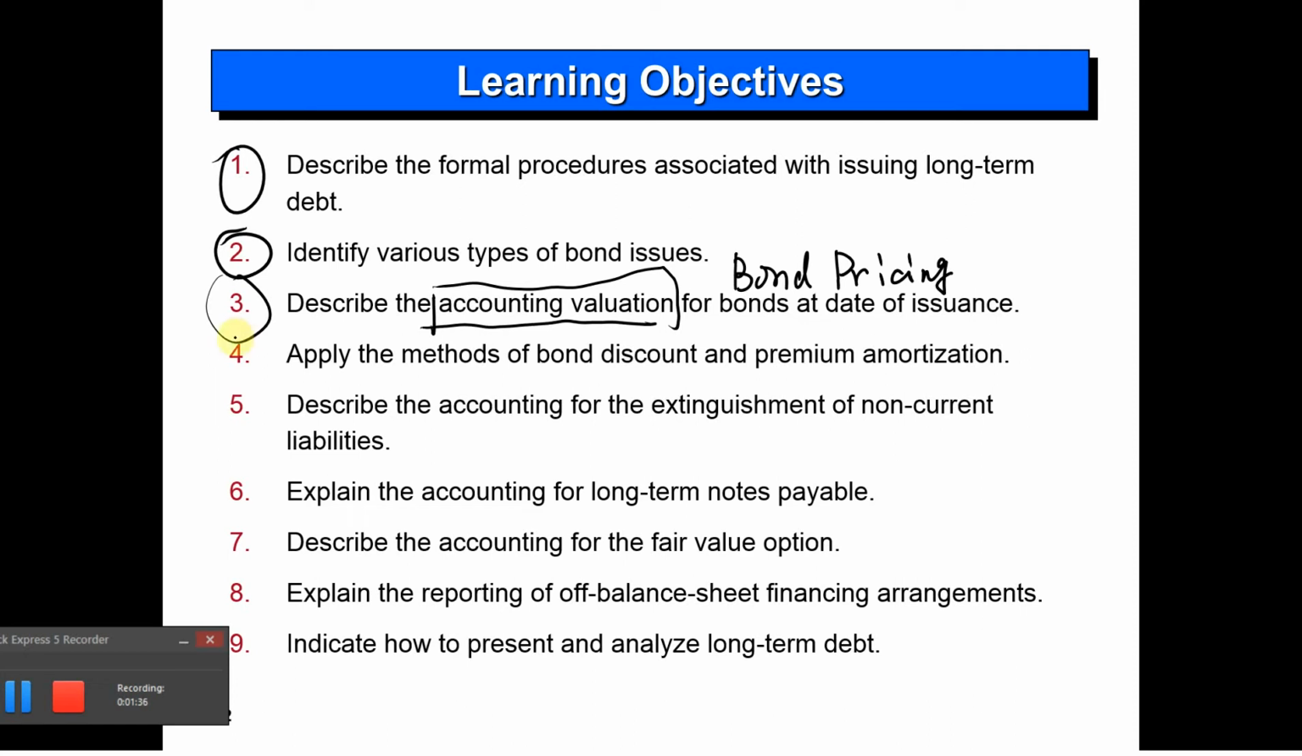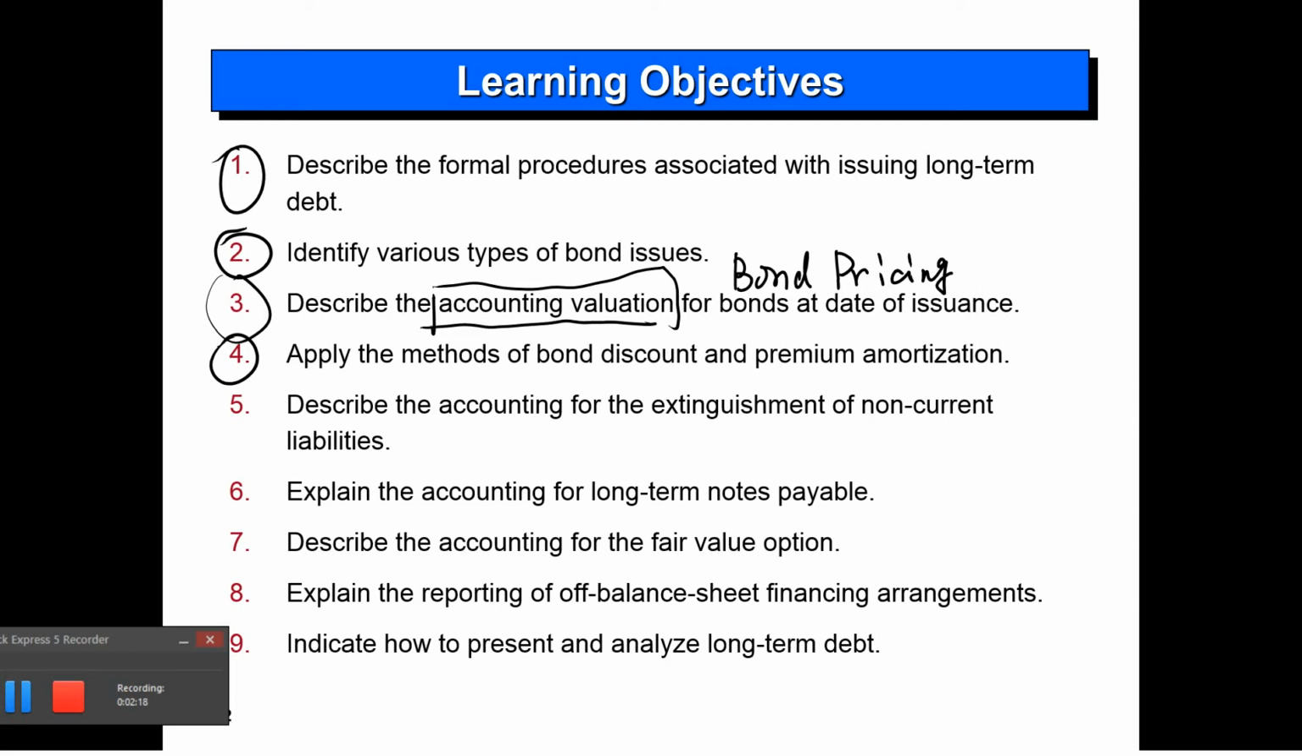Number 4, apply the methods of bond discount and premium amortization. Okay, number 4 is actually based on number 3. In number 3, we discuss the valuation, bond pricing, to be specific. Once the bond is priced, the difference between the par value and the price is called discount or premium. So if the issuance price is higher than the par value, that means those bonds are issued at a premium.